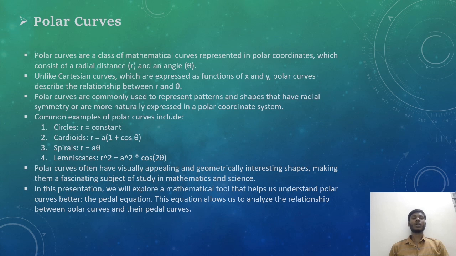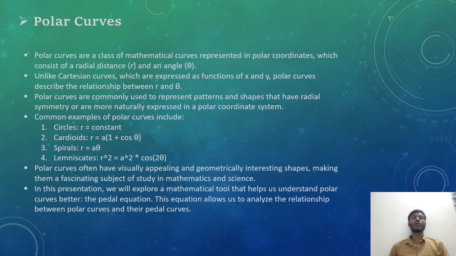Polar curves. Polar curves are a class of mathematical curves represented in polar coordinates, which consist of a radial distance r and an angle theta. Unlike Cartesian curves, which are expressed as a function of x and y, polar curves describe the relation between r and theta. Polar curves are commonly used to represent patterns and shapes that have radial symmetry or are more naturally expressed in a polar coordinate system.